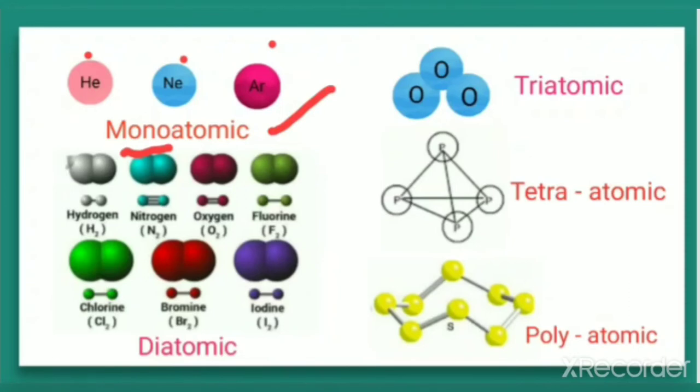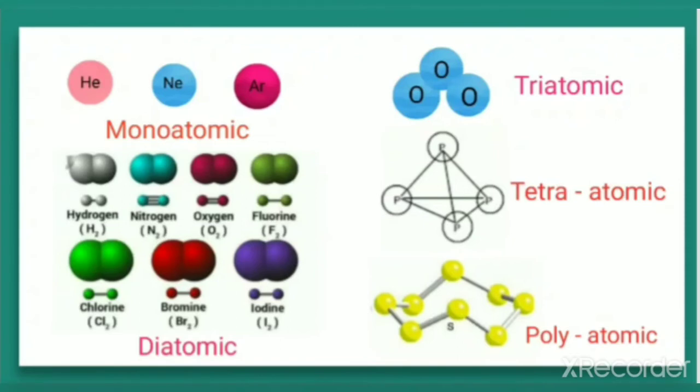Some molecules exist in nature in a diatomic form. Diatomic form means it is made up of two atoms. So that type of molecule is called diatomic. Examples are hydrogen, nitrogen, oxygen, fluorine, chlorine, bromine and iodine molecules. These all exist in nature in the diatomic form. That means the molecule is made up of two atoms.